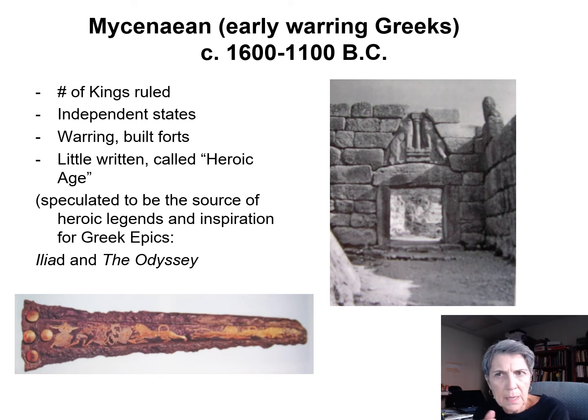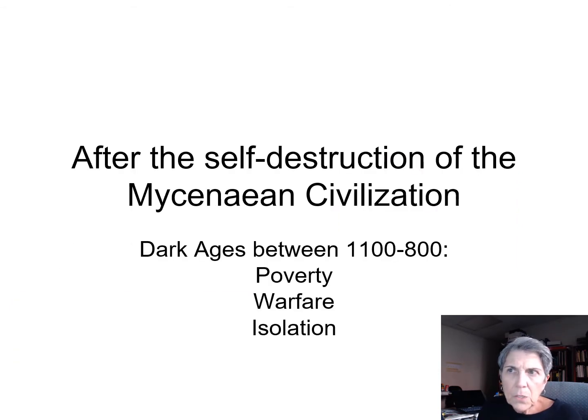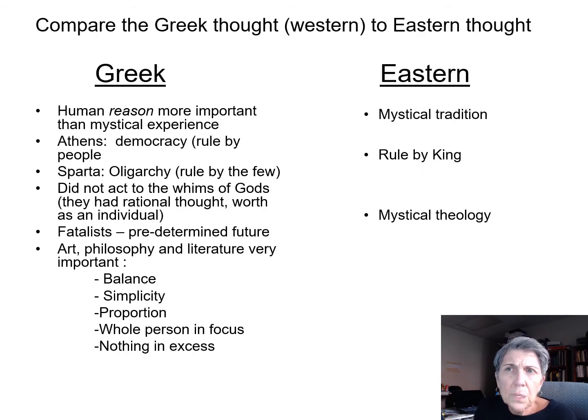These are the Mycenaeans, and they're going to be conquered because of the kings by the barbarians, leveled, and they've got to come back and build a civilization. So that's called their Dark Ages, between 1100 and 800. The Minoans: oscillation, poverty, you know, they were leveled.